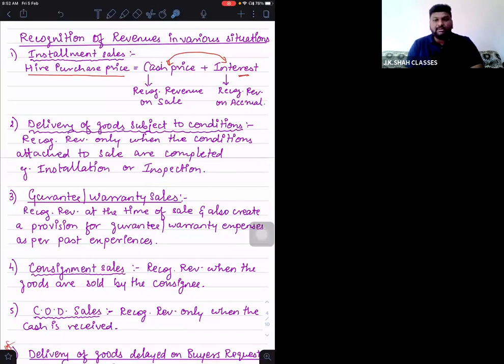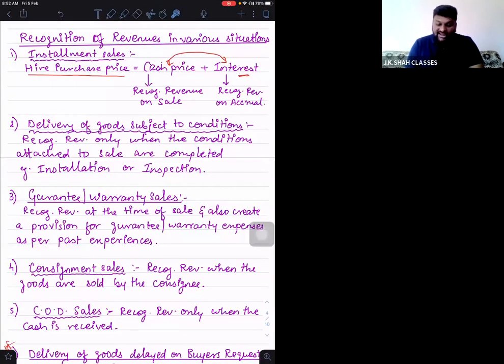Say for example, you're buying a particular asset. The cash price, if you pay cash and buy the asset, is 5 lakh rupees. But if you take it on hire purchase basis, obviously I will charge interest also because you're going to pay on installment basis. So cash price plus interest becomes HP price. What is the logic? The cash price part has to be recognized as revenue from sale of goods immediately when the risk and reward gets transferred. But the interest part will be recognized on accrual basis.